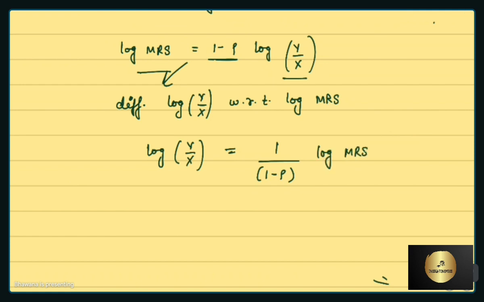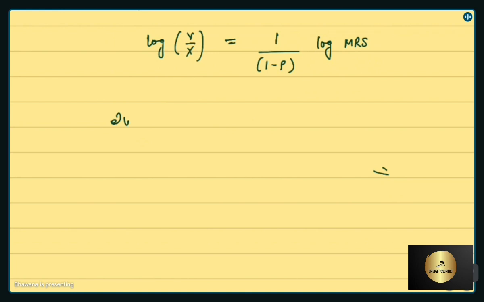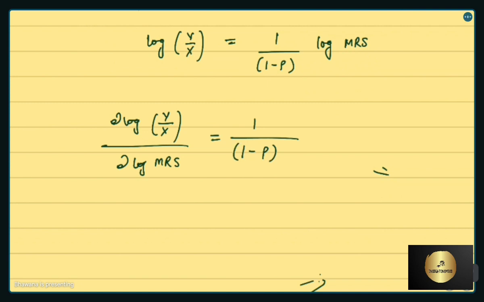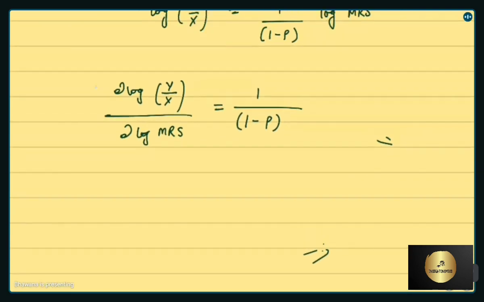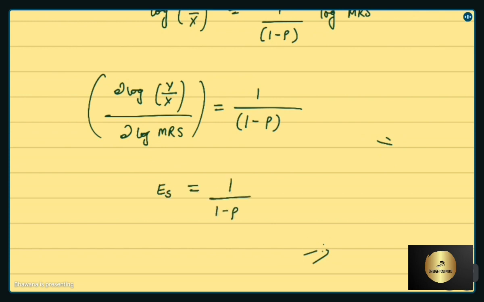Okay, now differentiate it, we'll get d log y by x equals to d log MRS, like we are differentiating it with respect to this, and we will be left with 1 by 1 minus rho. And as we know, this particular expression is equal to our elasticity of substitution ES. So this is equal to 1 by 1 minus rho. So we'll get the final expression for our elasticity of substitution.